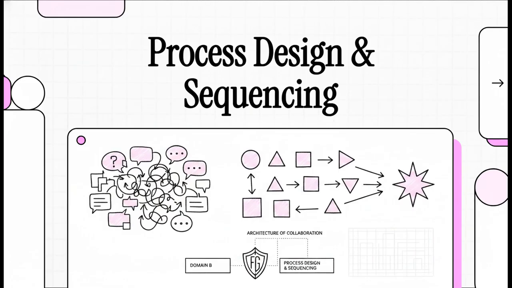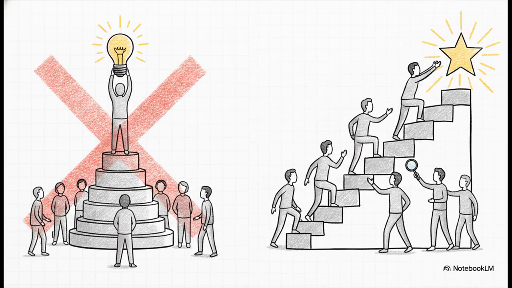Today, we're going to dive into this concept using the Facilitators Guild framework, specifically zooming in on Domain B. Think of this as the actual architecture of collaboration, where we are intentionally building the exact container needed for a group to succeed. Right off the bat, here is a massive mindset shift for you. Process authority, not content authority.